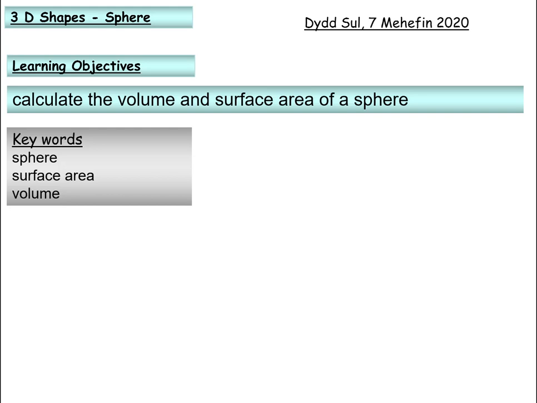Hello Year 10. Today we're going to be looking at volumes and surface areas of different shapes. We're going to start with a sphere. So as usual, headings and dates, take them down, keywords and underline. When you're ready, press pause, and once you've completed that, press play again. Off you go.